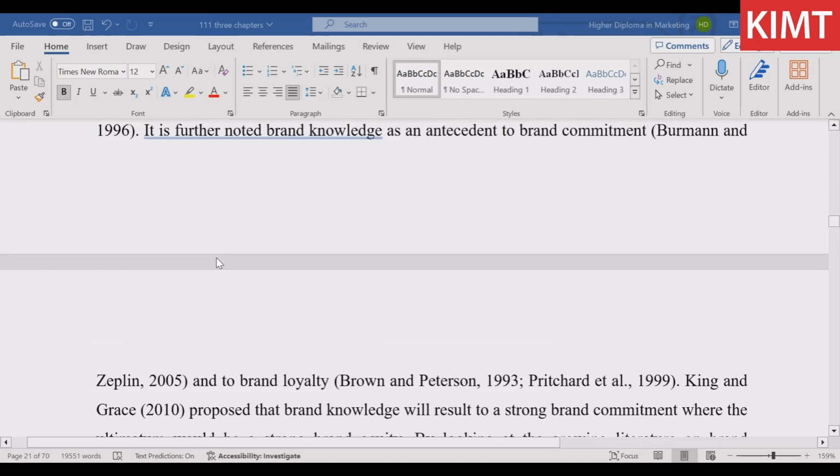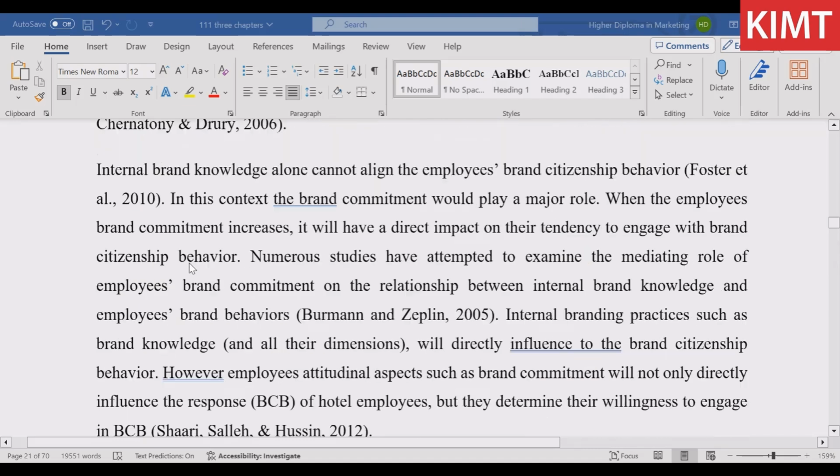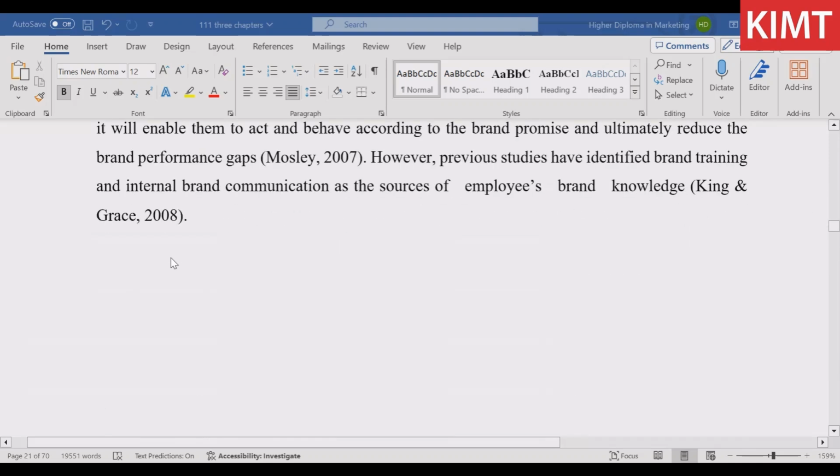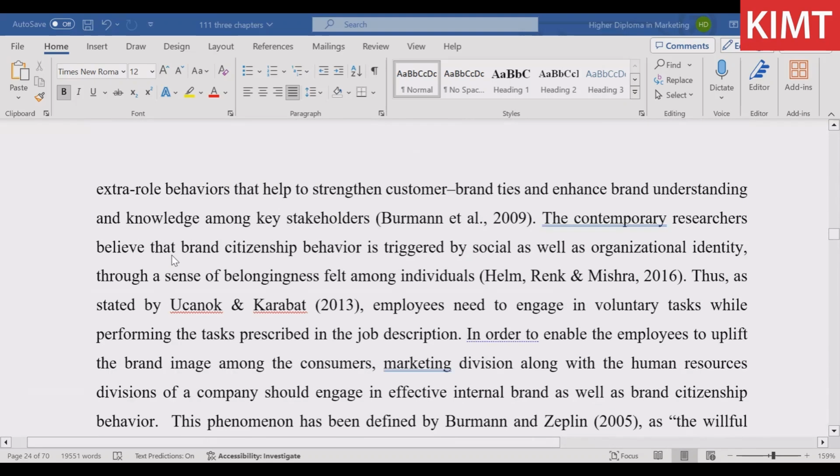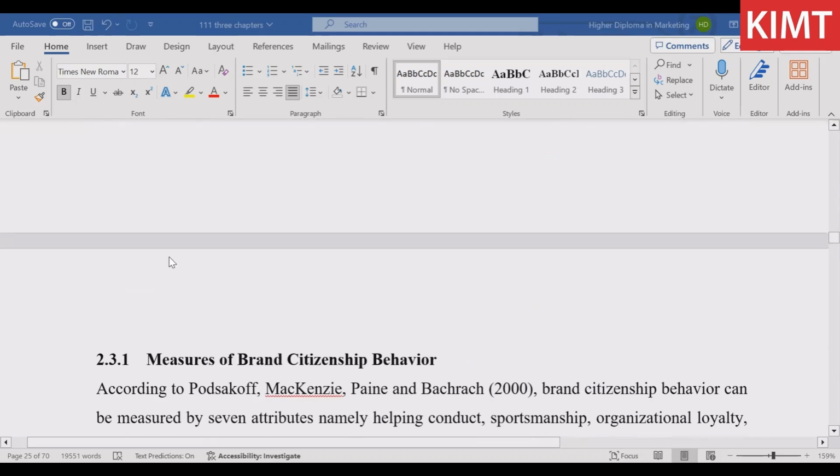After writing one or two or three pages of literature review, you can prove how far these two or three variables have been connected to each other. So this is what we actually identify as a literature review.